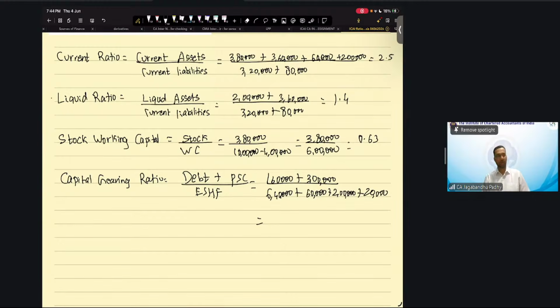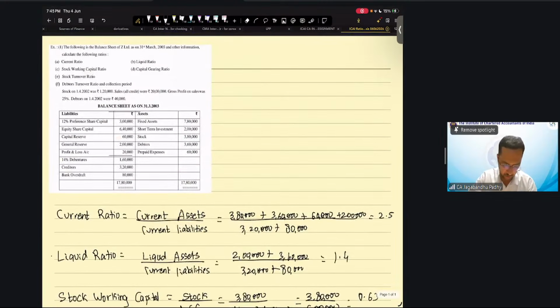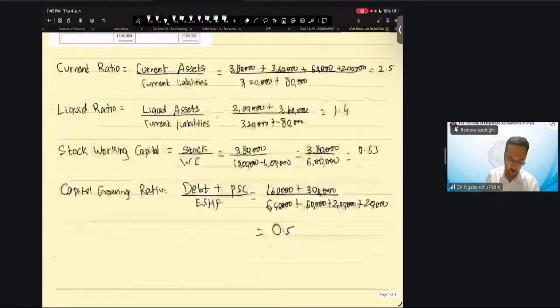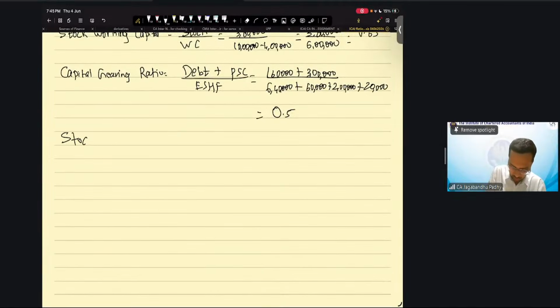So how much is the capital gearing ratio? It's 0.5. Okay, so capital gearing ratio is done. Then we have stock turnover ratio. How do you calculate the stock turnover ratio?